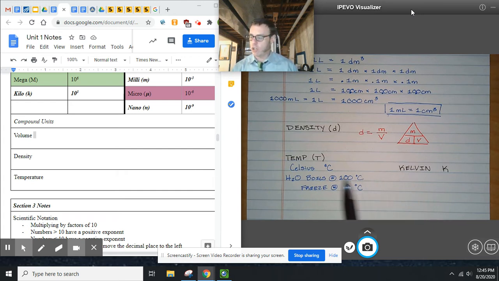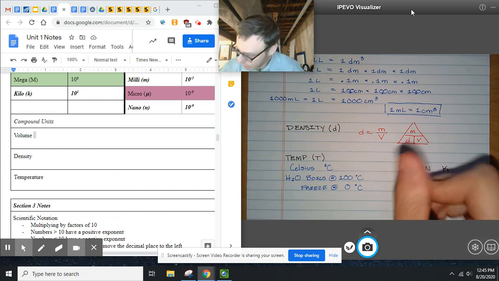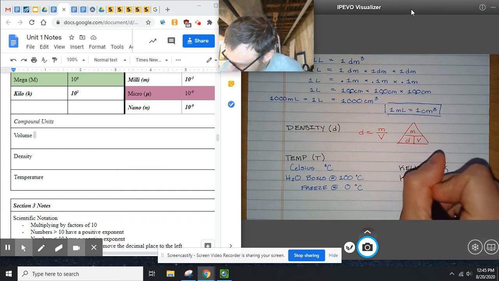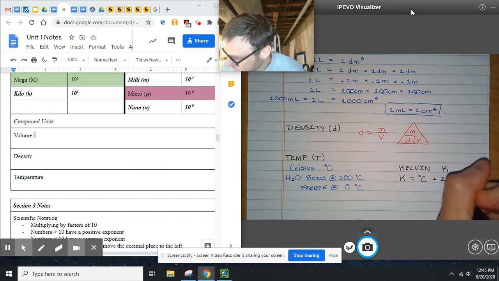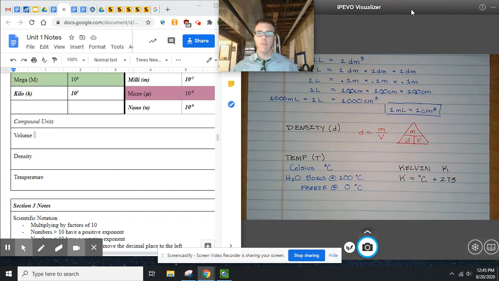And so we need a conversion between Celsius and Kelvin. Okay? And that conversion is pretty easy. Kelvin equals Celsius plus 273. And that's it. All right? Because on a practical level, we usually measure the temperature in Celsius. But when we start talking about different scientific principles, usually it's measured in Kelvin. All right? And the reason that we measure in Kelvin is because we can never have negative values.